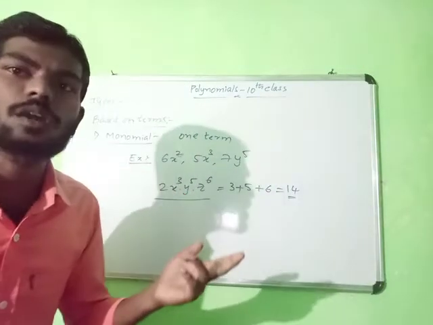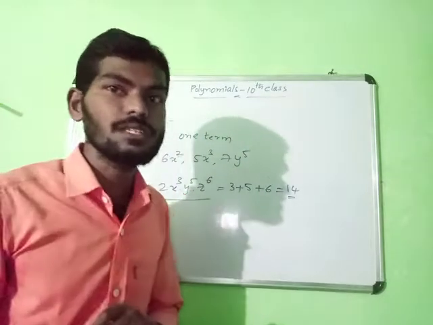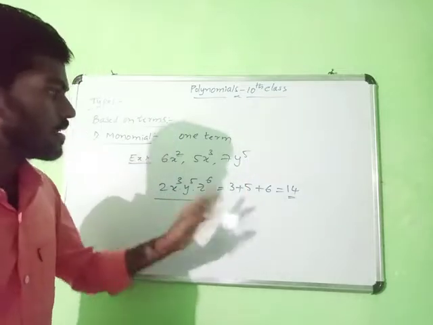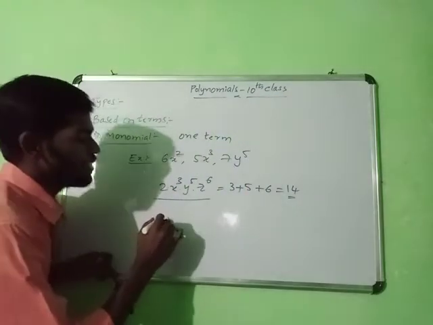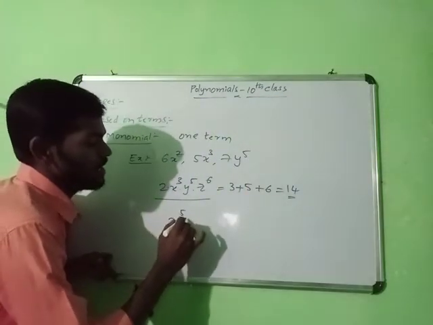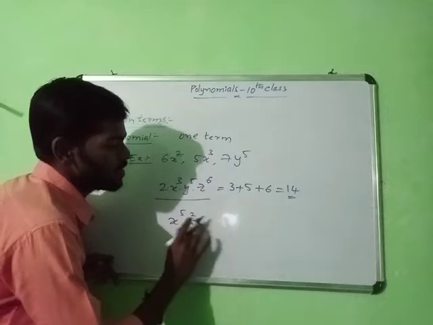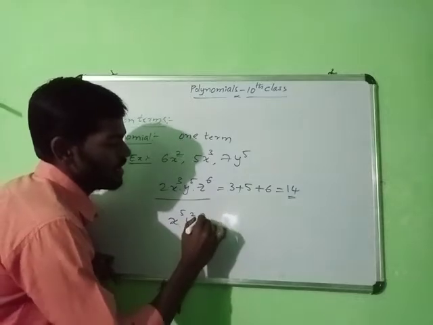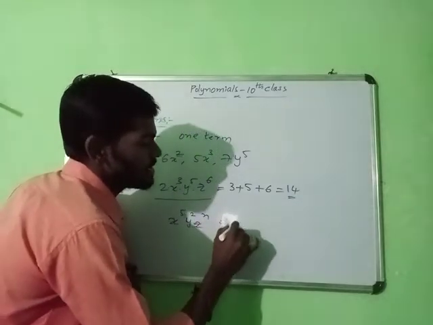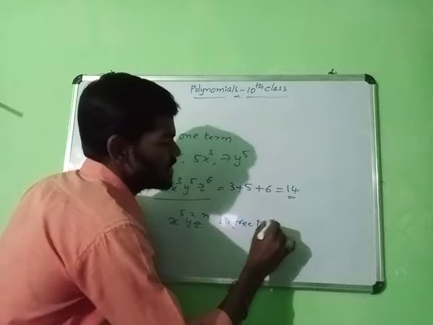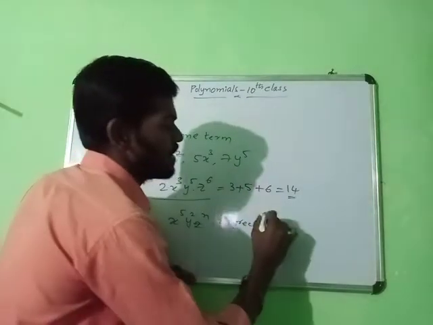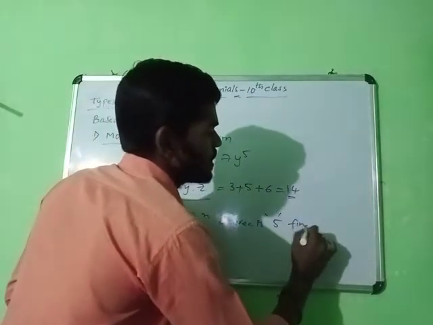Now another model of question will also come. For example, x power 5 y square z power n, the degree is 5. Then find the value of n.